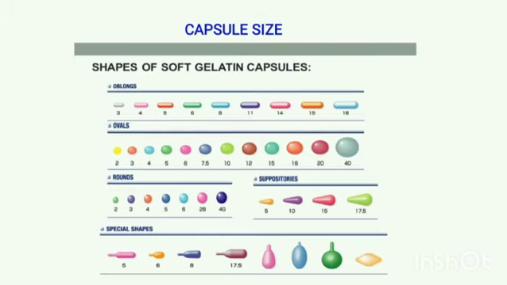The slide is capsule size. Soft gelatin capsules are available in various shapes and sizes. There are oblong, oval, suppository, round and other special shapes of soft gelatin capsules.